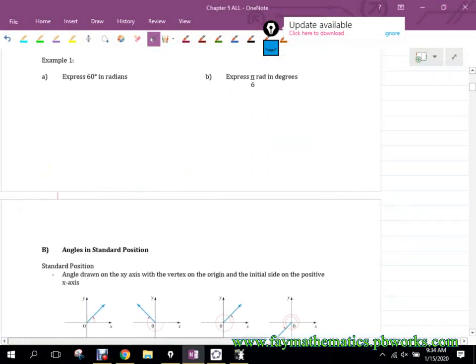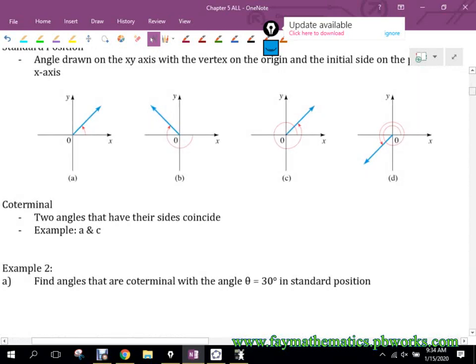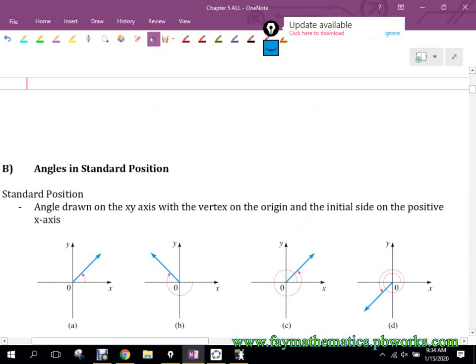That gets us to this idea here that we talk about standard position and coterminal angles. We mentioned yesterday what standard position was. Standard position is taking the angle that you're interested in and letting your initial ray be the positive x-axis. So if we look at all these images, each initial ray is right there, right there, right there, and right there. Does that make sense? The terminal rays are the blue ones.